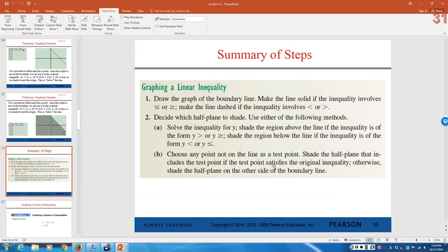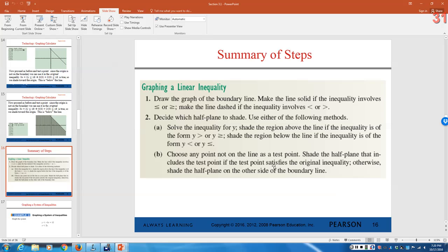Now, this one says solve it for y and shade above if the inequality is of the form greater than or equal to or greater than, and below if it's equal to or less than. I don't recommend part A, because we're not going to go through when do I flip the sign when I divide on both sides. That's too much stuff to memorize. It's much easier to use the test point. So I recommend part B.